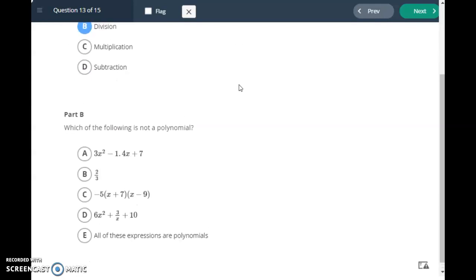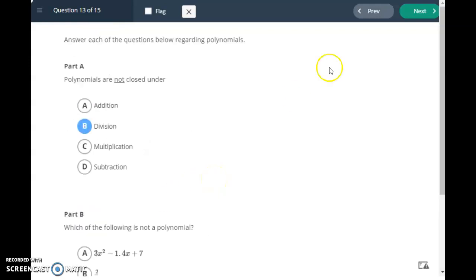Which of the following is not a polynomial? 3x squared minus 1.4x plus 7, that's fine. 2/3 is fine. Negative 5, x plus 7, x minus 9, that's fine. And here is 6x squared plus 3 over x plus 10. So this is not a polynomial, and that's because you're not allowed to have negative exponents on variables, and you're not allowed to divide by a variable, and here we have 3 divided by x.